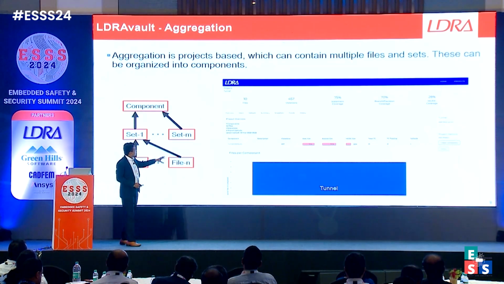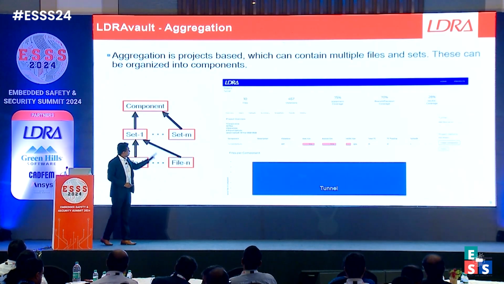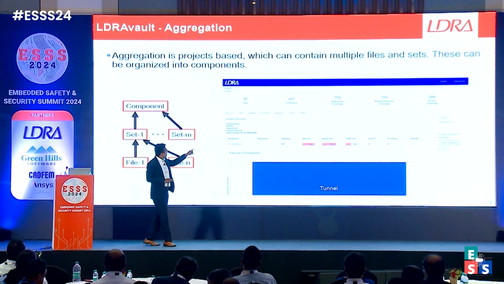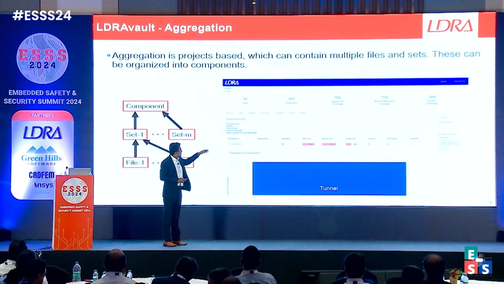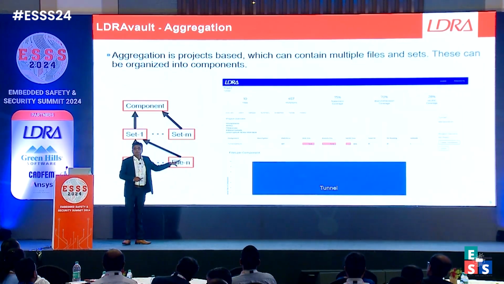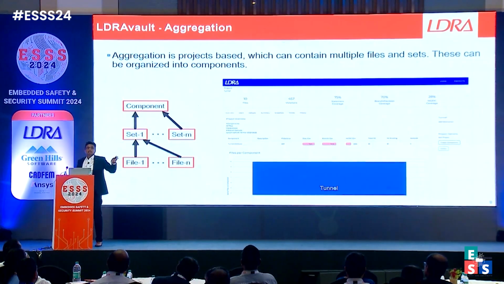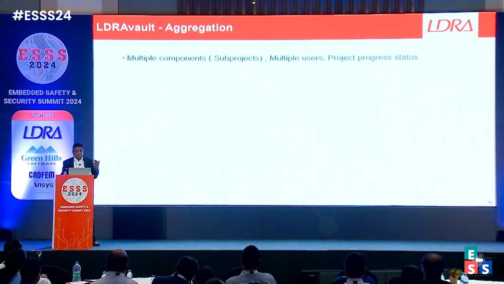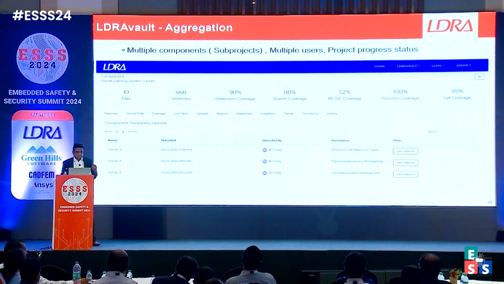And this is a sample report from the LDRA Vault for one of the projects, which contains 10 files, and it shows the number of violations for these 10 files, the statement coverage, branch coverage, MC/DC coverage. So all these reports, the summary report, is actually an aggregation of reports which are submitted by the different users. So it's not just one user; multiple users' reports will be aggregated, and the tool will show the complete information about the project status, right?